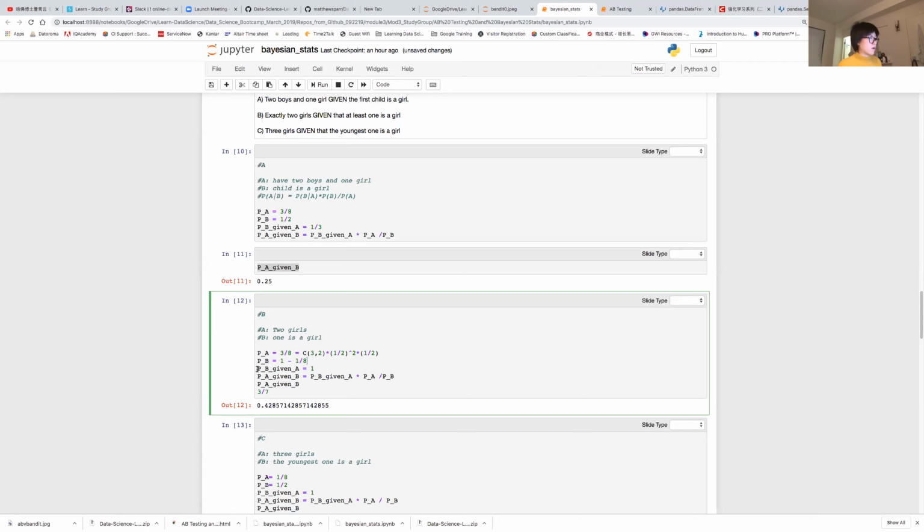And so probability of B given A, meaning given 2 girls, at least 1 is a girl. So that probability will be 1. So using Bayes' formula, we get 3/7. All right, that looks good.